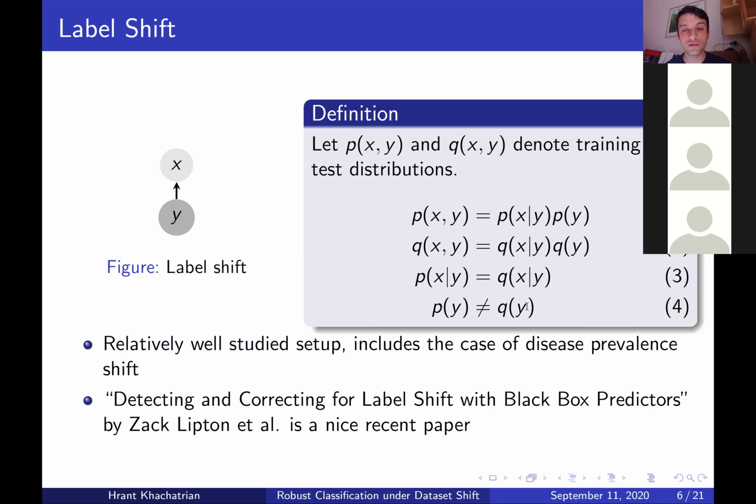A good example of this is the disease prevalence shift. Imagine some disease becomes more common at some point. If we had 1% of pneumonia last year, this year we have 10% of pneumonia. It means that the distribution of Y has changed. This can cause problems, but this setup is relatively well studied. There is a recent paper by Zach Lipton and his team called Detecting and Correcting for Label Shift with Black Box Predictors. Basically they show a way how you could detect that label shift happened in your test set, and allow you to correct for that and basically stay more robust.